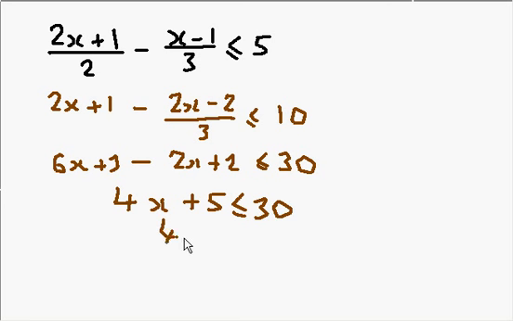Take 5 from both sides, and then divide both sides by 4. So x is less than or equal to 25 quarters.